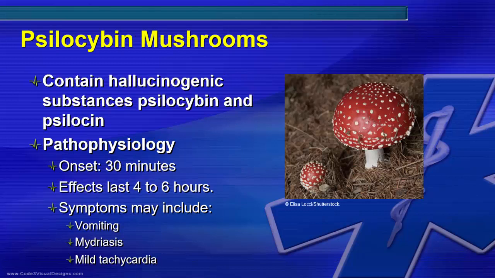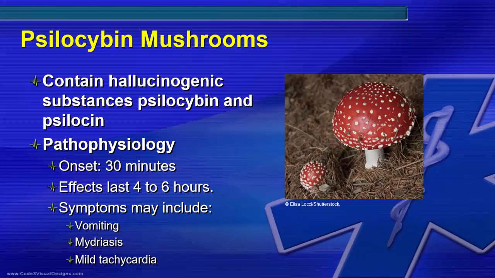Psilocybin mushrooms. So these are shrooms that contain hallucinogenic substances, psilocybin and psilocin. Typical dose is estimated to be 4 to 10 milligrams, which is going to be 2 to 4 mushrooms. Often masked with other liquids or foods because of the bitter taste, made into teas and things like that. Onset of symptoms is usually around 30 minutes.